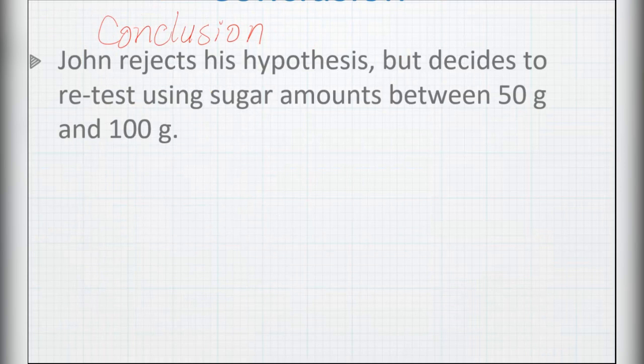John rejects his hypothesis. Why? Because the size of the bread loaf is not increasing, but he decides to retest using sugar amounts between 50 gram and 100 gram. 50 gram is a control group, 100 gram he is trying now. And what happens now?